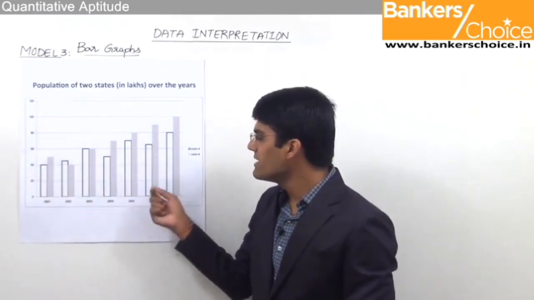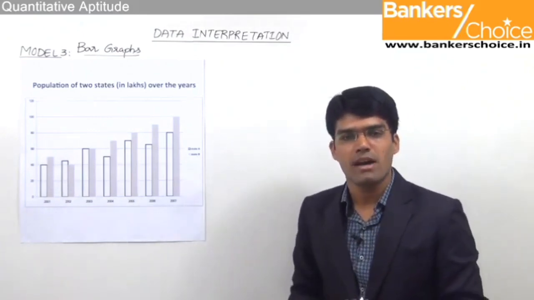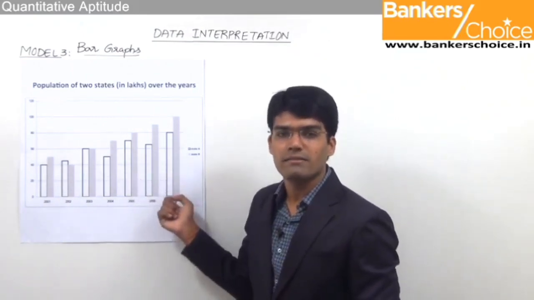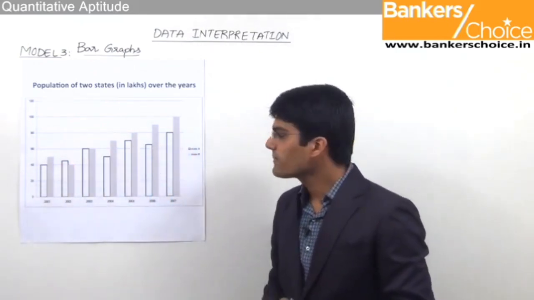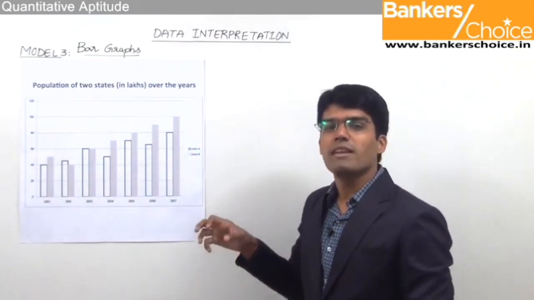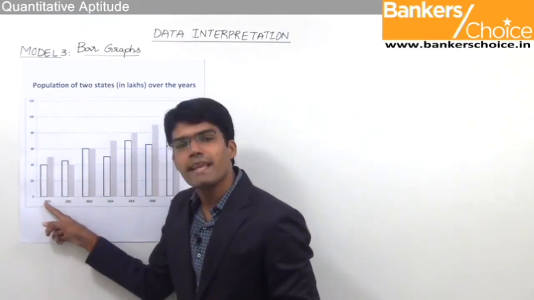So for each of the years, we can find out the population of state A and state B from the given bar chart. And as you can see, this is a multiple or clustered bar graph. That is, we have two bars for two different states at each of the points. Now let us understand what is the population of state A and state B for various years from the given graph. For example, the population of state A in 2001.